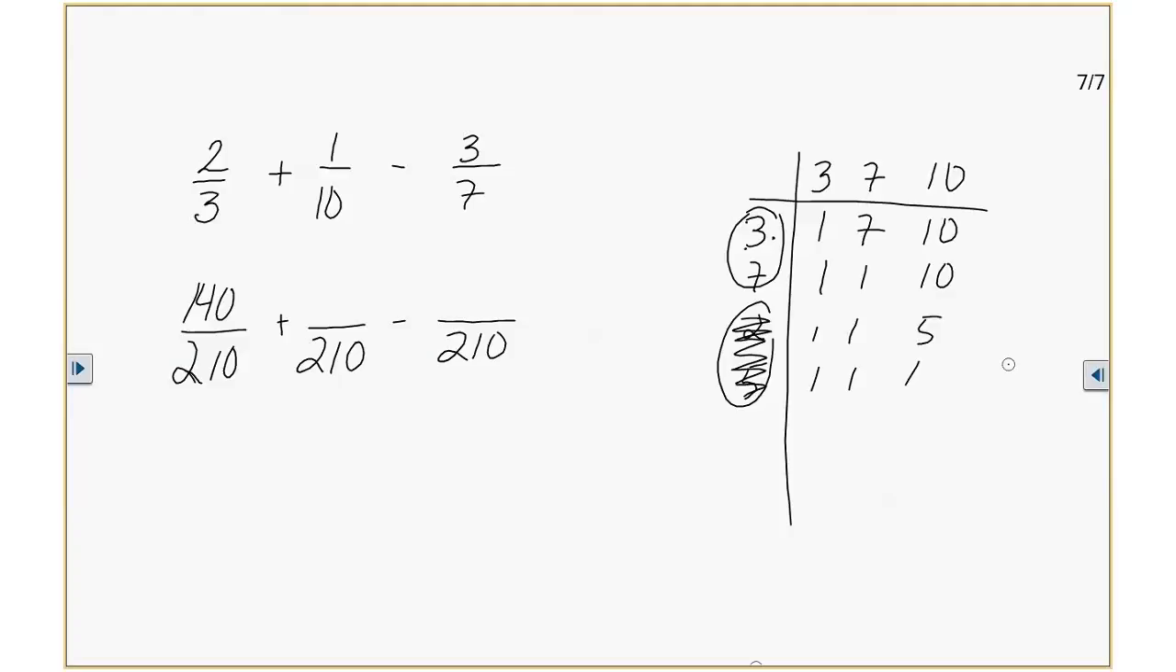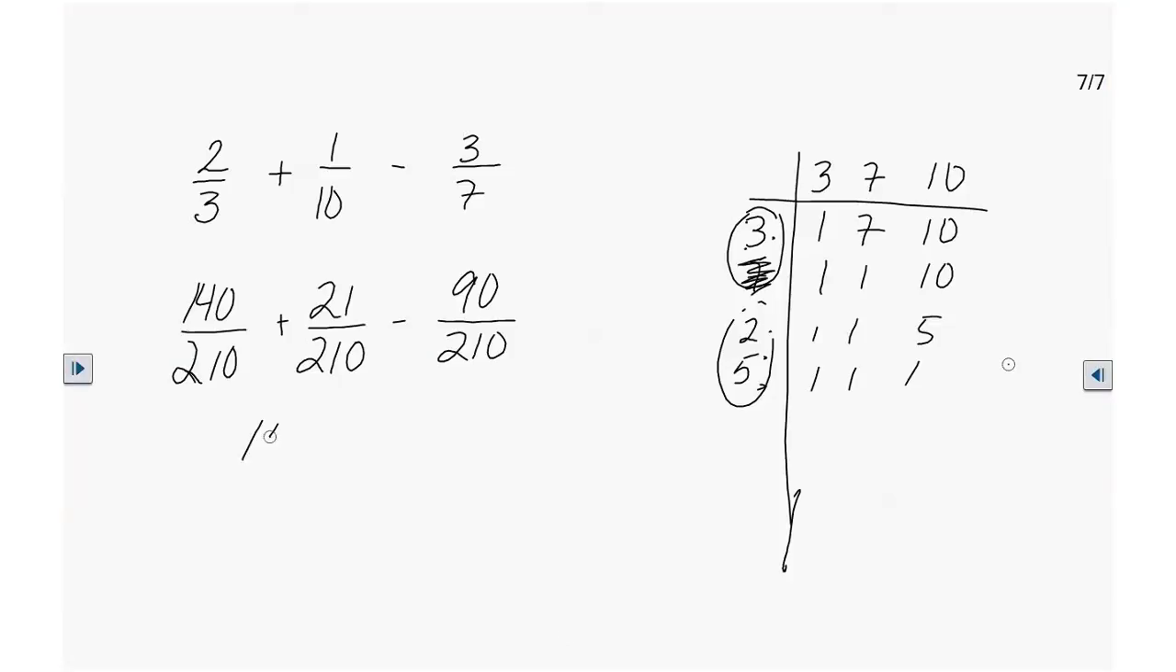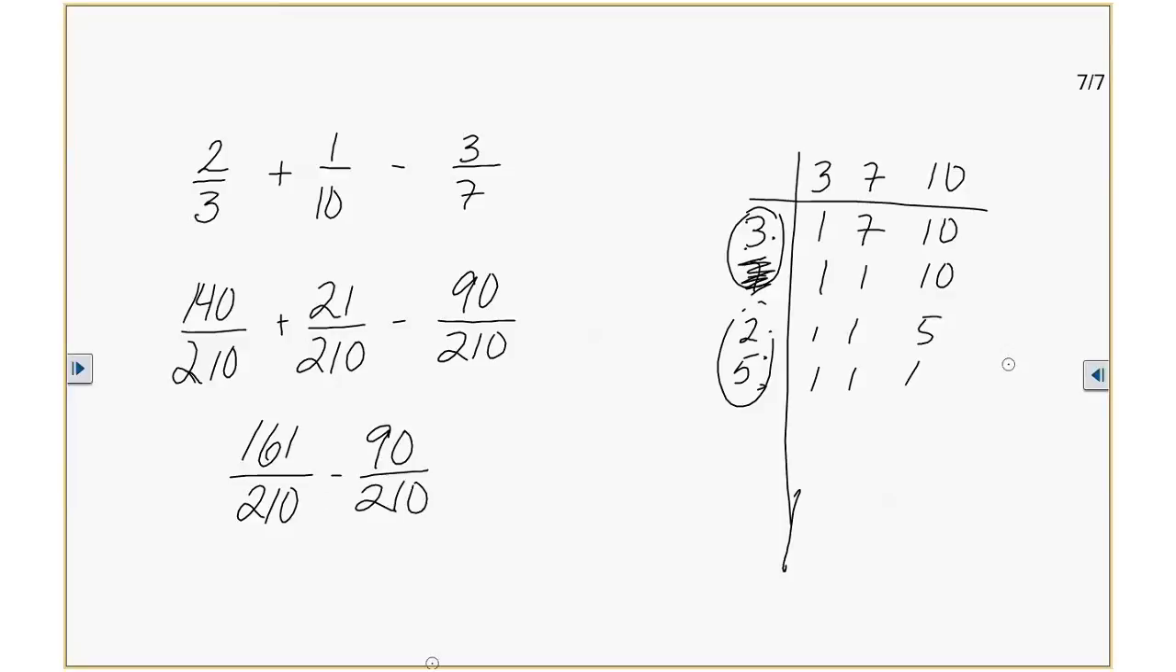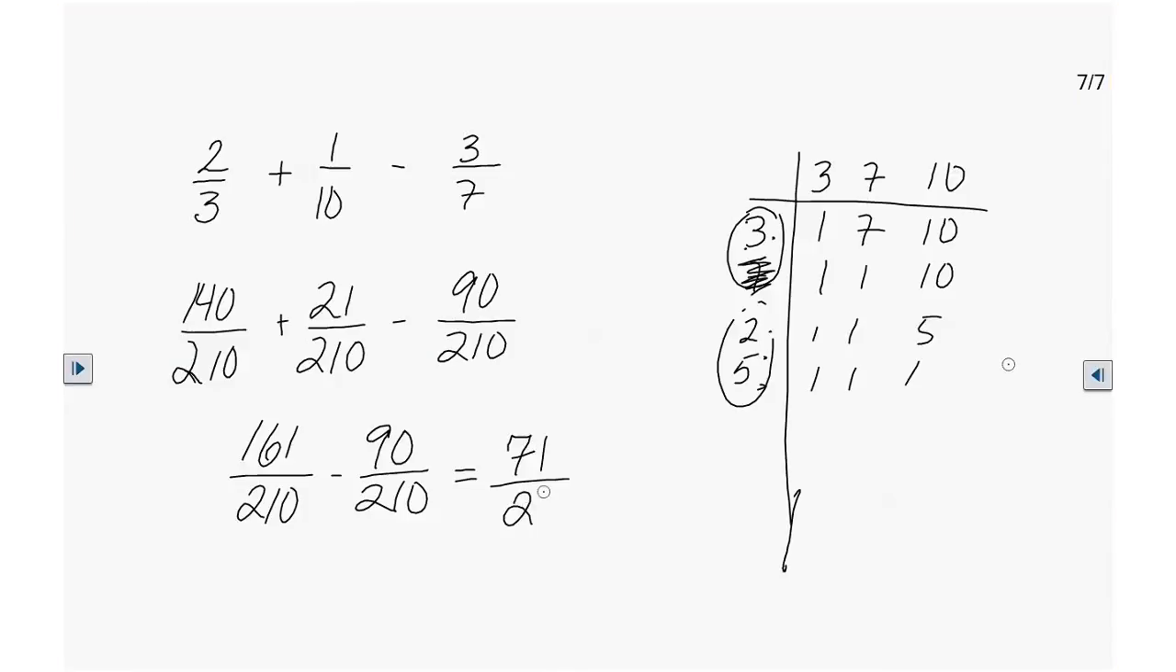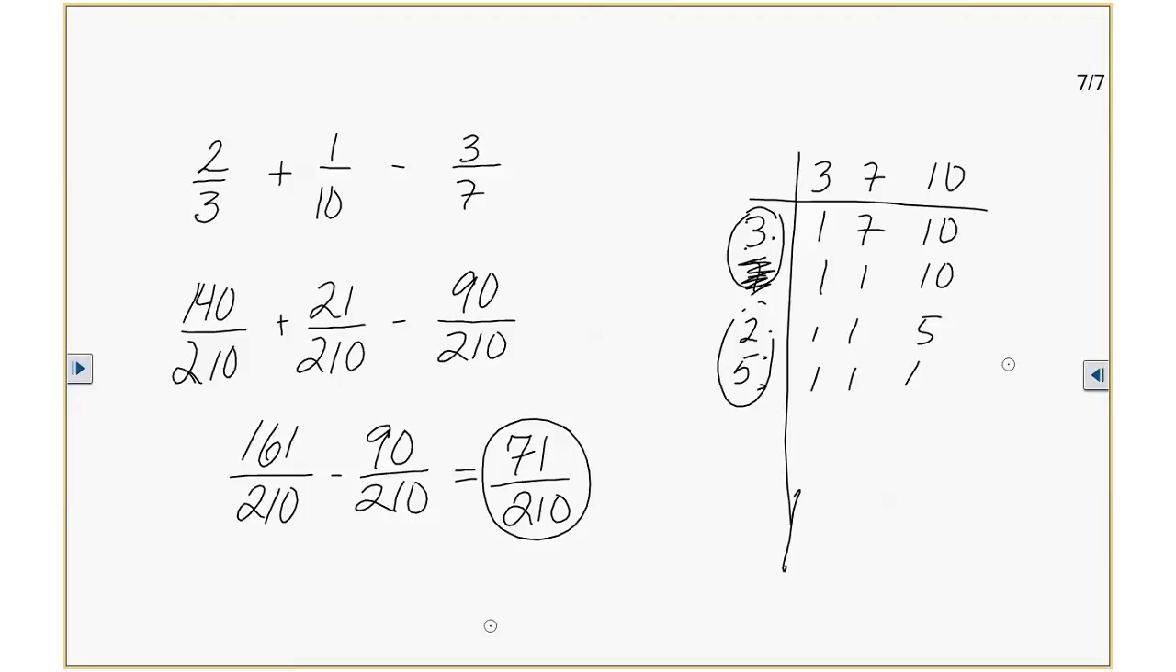21 times 1 is 21. We'll go into 210. What's 10 times 3? 30 times. 30 times 3 is 90. I got 161 over 210 minus 90 over 210. And of course, 161 minus 90 is 71. Look at that. You just did a very complicated fraction without using a calculator.